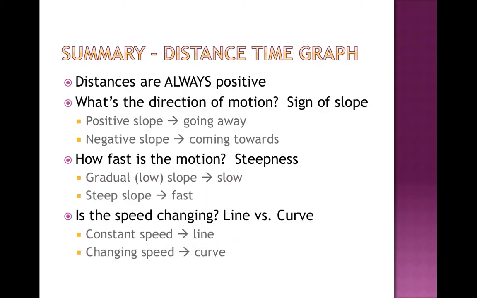So in review, these are the concepts we've talked about, that distances are always positive, that thinking about what the direction of the motion is, you should ask yourself about the sign of the slope, how fast the motion is, how steep the line is, and then whether the speed is changing or not, the difference there is line or curve. These are things I'd have on my index card for the quiz next class.